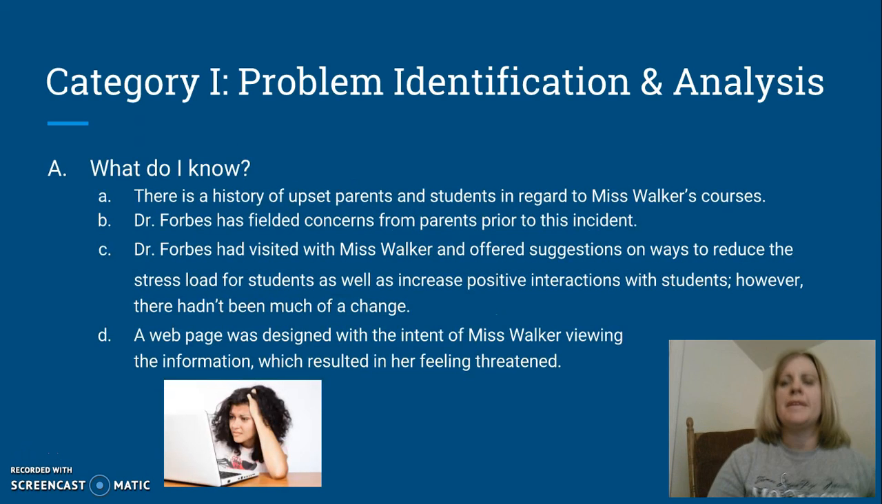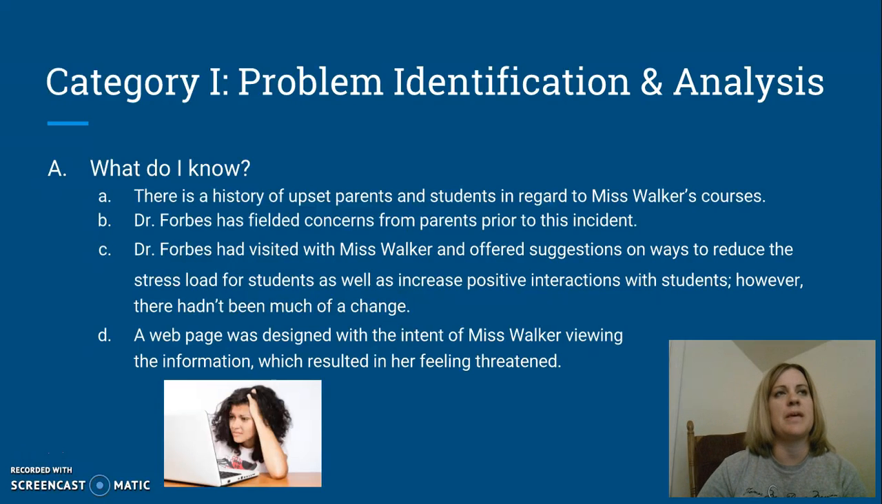Category 1, problem identification and analysis. First of all, I had to identify what I know from the case study. There were 4 main things that I could come up with based on the information that was given. First, that there's a history of parents and students being upset in regard to Ms. Walker's courses, and that they had voiced those concerns to Dr.